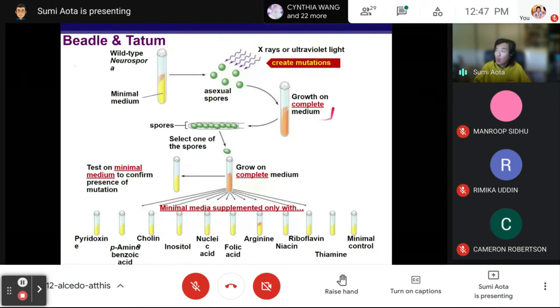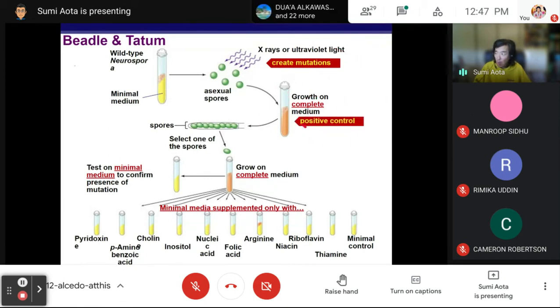Okay? Why? What are they checking for? This is a control. In fact, it's a positive control. Why would they, after radiating the spores, check that the spores could grow if everything is provided to them? What's the point of that control? What's it testing for?